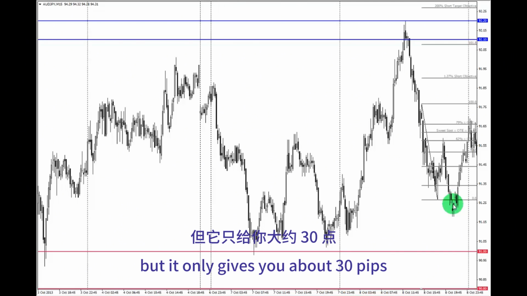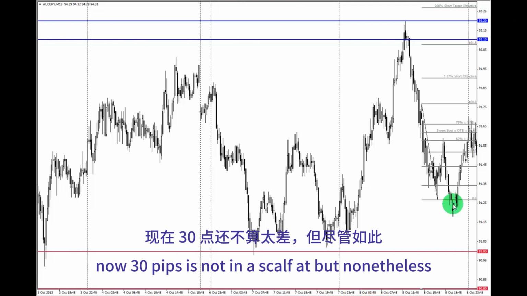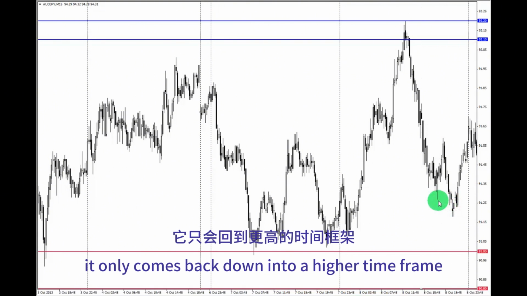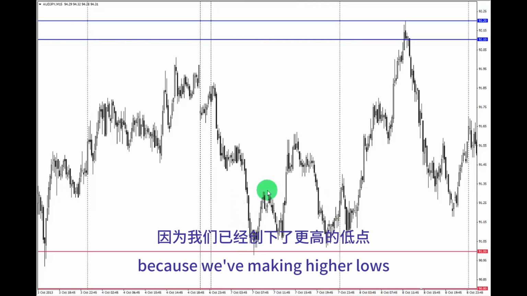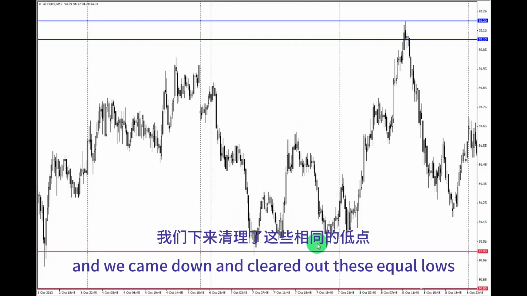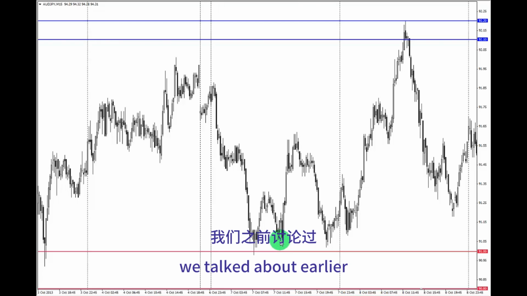But it only gives you about 30 pips. Now 30 pips is nothing to scoff at, but nonetheless, it only comes back down into a higher time frame concept that we're moving higher ultimately, because we've been making higher lows, higher lows, higher lows, and we came down and cleared out these equal lows we talked about earlier.